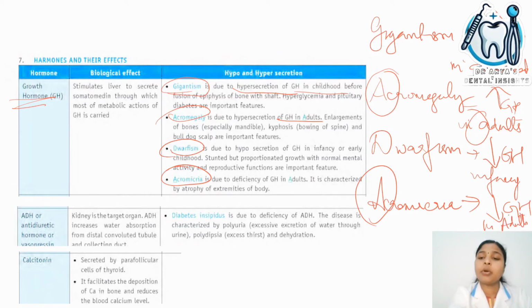There is also a mnemonic, that is A for A. Acromegaly is increased GH in adults. Acromicria is decreased GH in adults, and here it is characterized by atrophy of extremities of the body. So for a revision, gigantism is due to hypersecretion of GH in childhood. Acromegaly is due to hypersecretion of GH in adults. Dwarfism is due to hyposecretion of GH in infancy or childhood, and acromicria is due to deficiency of GH in adults. So these are the various hormones and their effects.